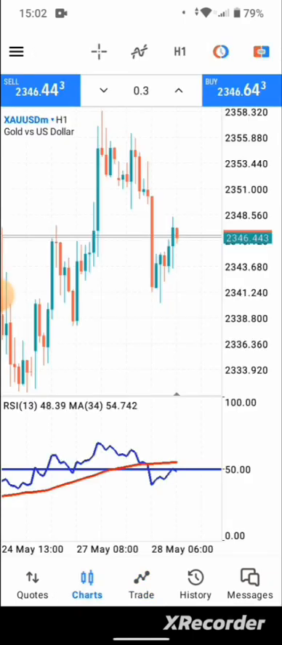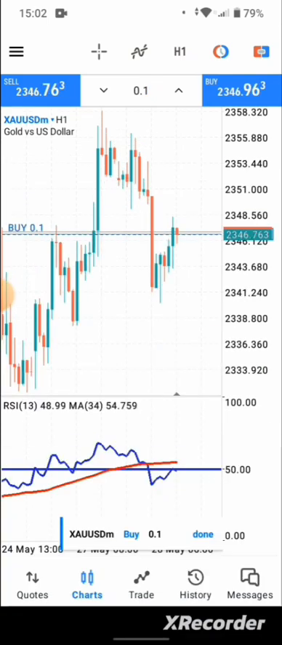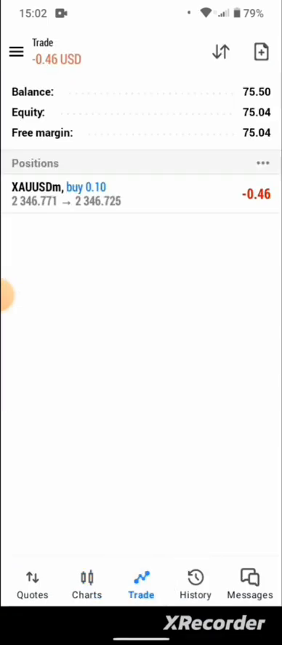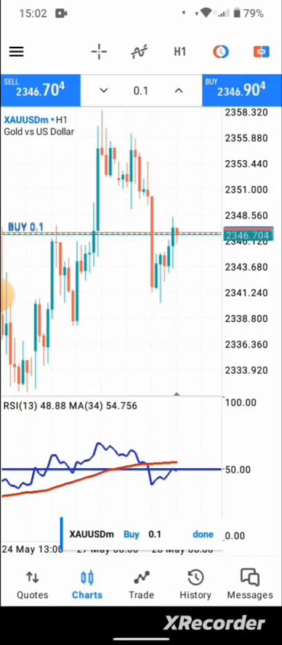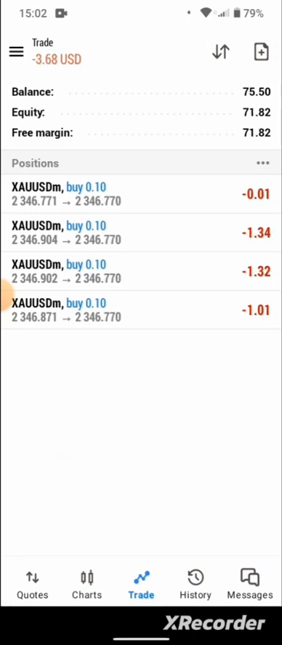We are going to be using 0.1 because of the account size. This is so little, so we need to use 0.1. So let's put in our buy trade. So we have basically opened 4 trades.